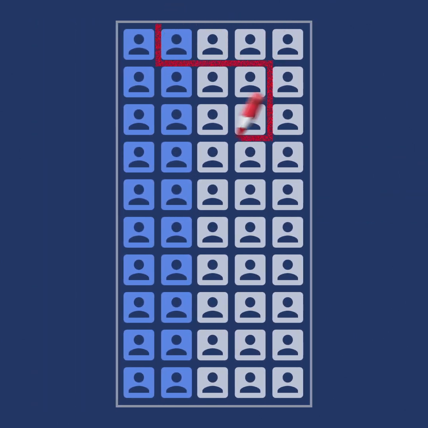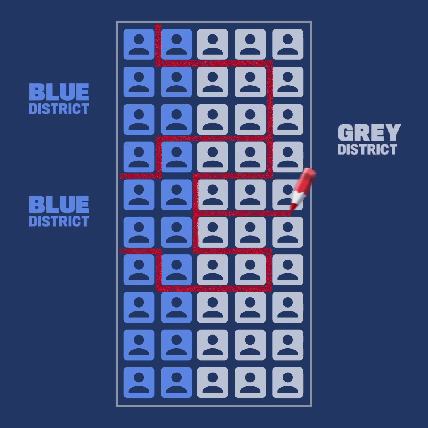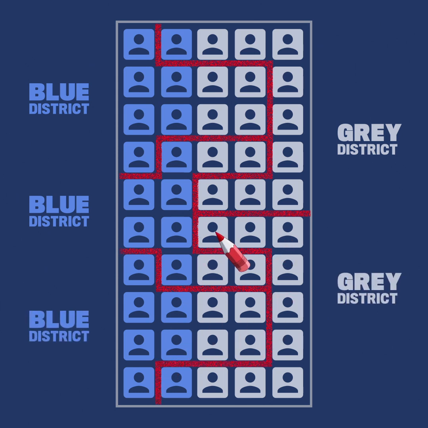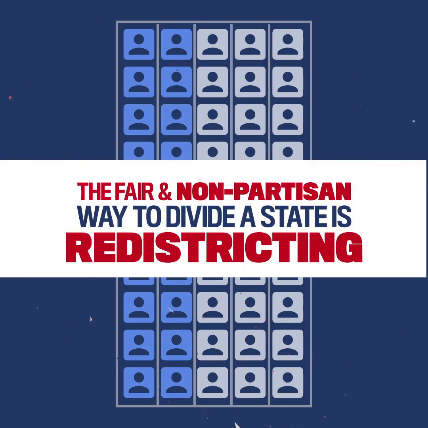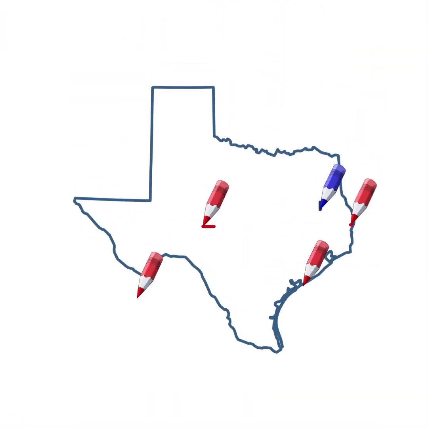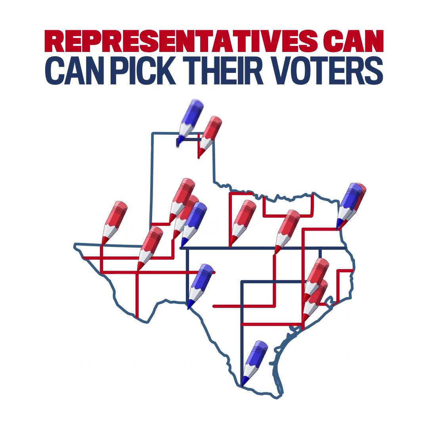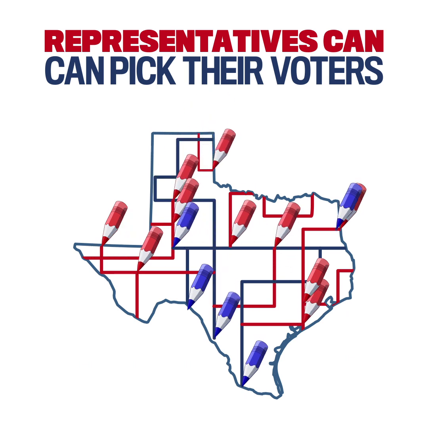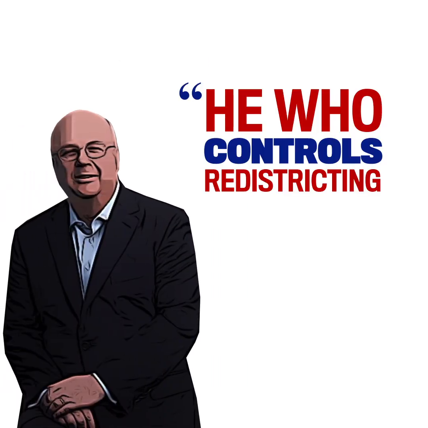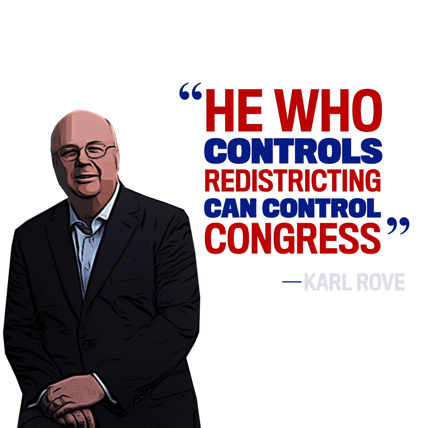But what if blue wanted the power? And what if blue was in charge of dividing the state? Is there a way to divide this state so blue has more power than gray? This is gerrymandering. The fair and nonpartisan way to divide a state into districts is called redistricting. But gerrymandering is manipulating a state's district lines so the representatives choose their voters instead of the voters choosing their representatives. Political strategist Karl Rove said, "He who controls redistricting can control Congress."